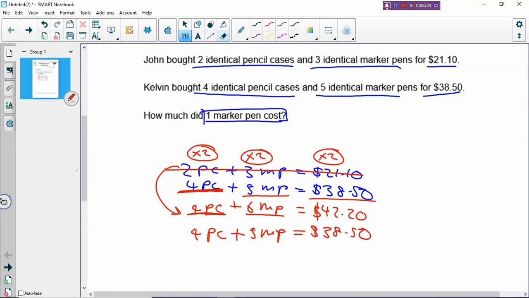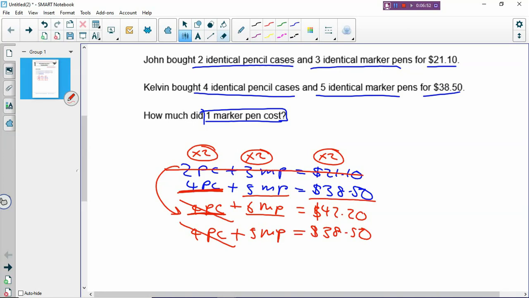Why do you want to lower down? Because you want to eliminate, right, the marker pens. To eliminate the marker pens, you have to subtract. Then you can eliminate the pencil case, okay, not the marker pens. Okay, to eliminate the pencil case, you have to subtract so that you can find how much is the marker pens. So 4 minus 4, and now you can see that the pencil cases are eliminated.